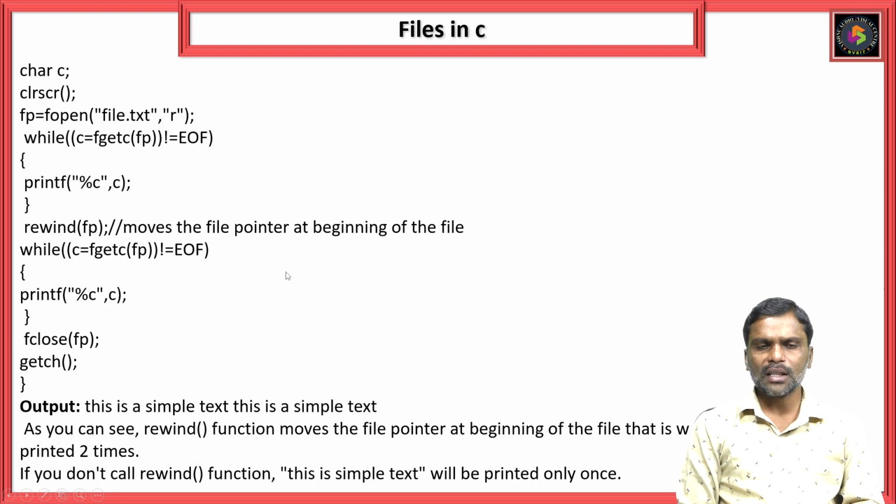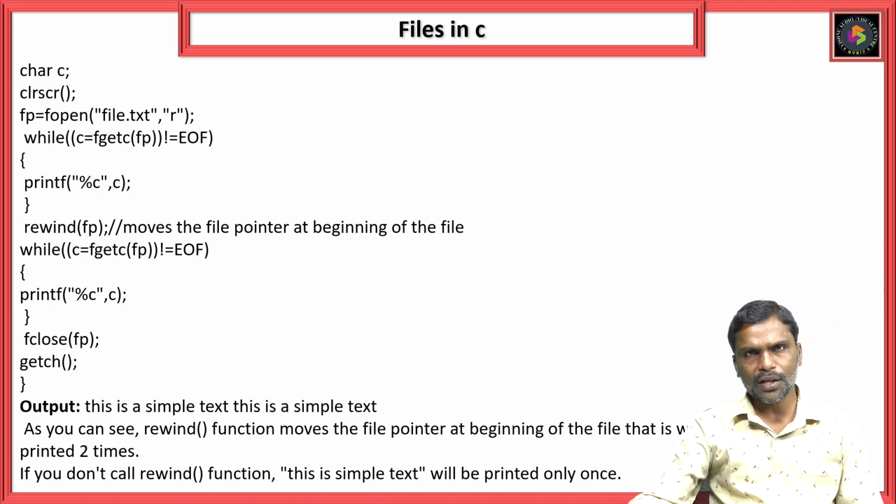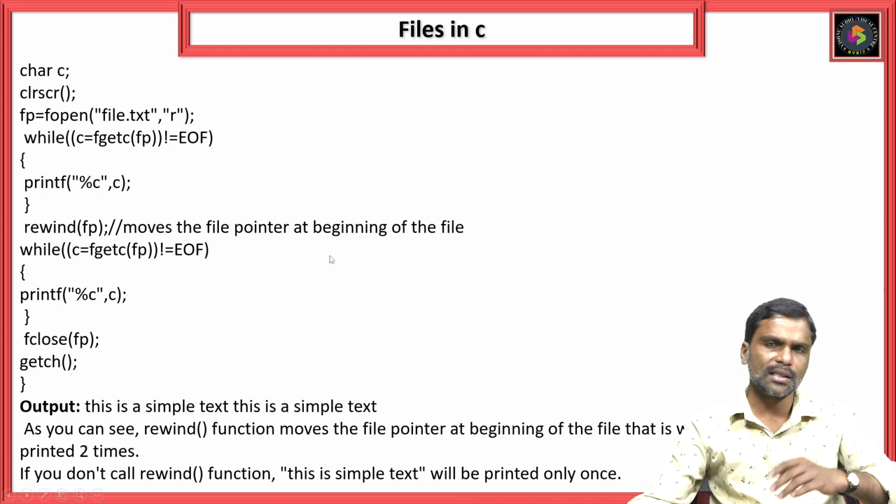Wherever the cursor is present, it will print again from the beginning. But whereas in fseek, if you want to print from some location, we can give that location. If you want to print from the beginning, we can do that like this also.